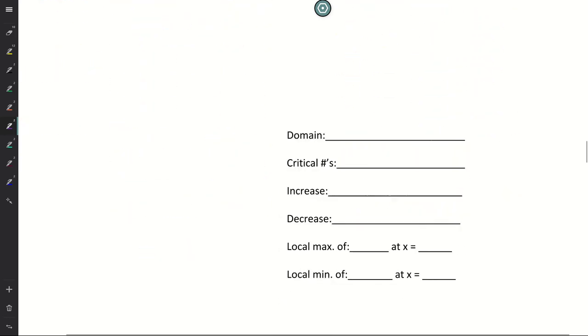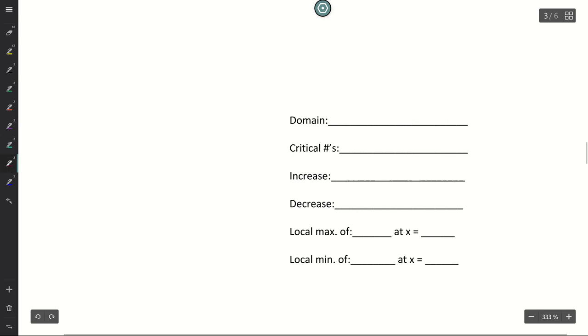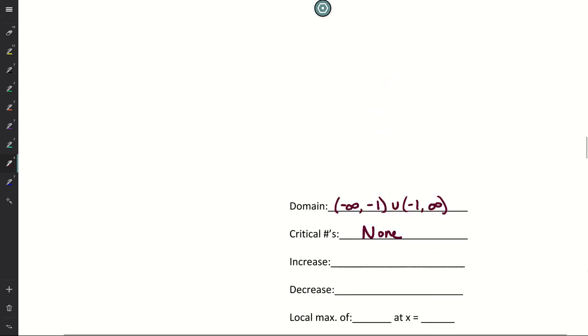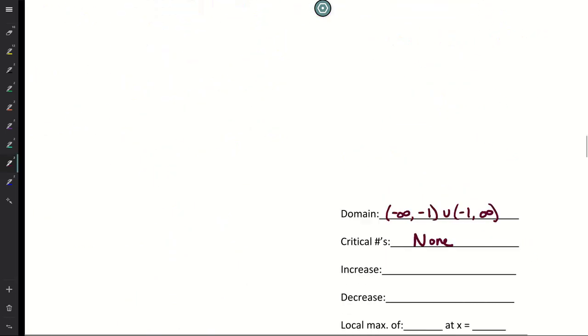All right, and then we're going to come down below and go ahead and fill in our answers here. We said domain was everything but -1, so -infinity to -1, and then union, -1 to infinity. Critical numbers, there were none, and on a test, I'd want you to say that. Okay, increasing, I was increasing nowhere. So if I look back up here, I was decreasing over my domain, but increasing nowhere. I'd also want you to put that. All right, I was decreasing everywhere in the domain, so that left out that -1. So we would say there, -infinity to -1, and then union, -1 to infinity.